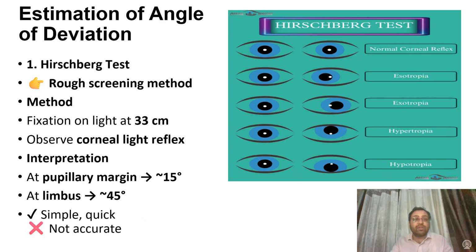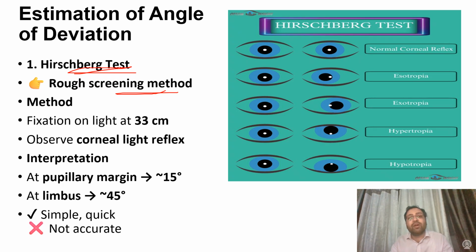All right. So now, how to measure the angle of deviation? So we are having different tests that help us measure the angle of deviation. The first one is this Hirschberg's test. It is a very rough screening method. All right, rough screening method. So how do we do this?